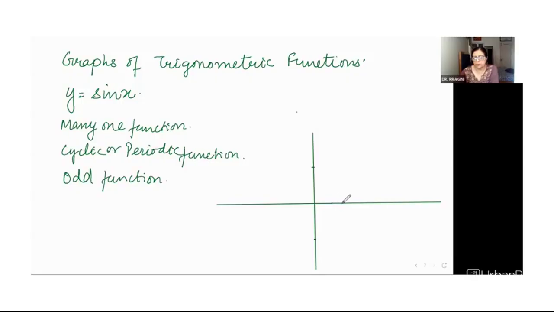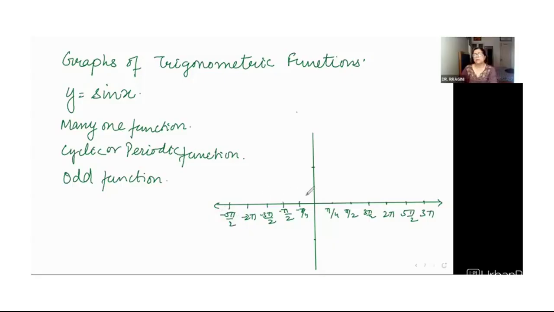This is, let's say, pi by 4. This is pi by 2. Pi by 4, pi by 2, 3 pi by 2, 2 pi, 5 pi by 2, then 3 pi. Right? I'm not going beyond it. Minus pi by 4, minus pi by 2. Now the domain and range of this function.